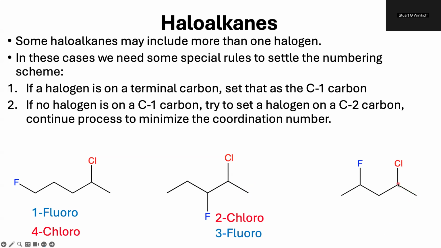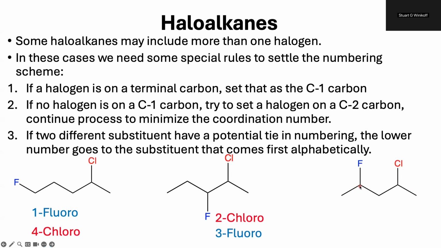And then for this last case, we have a tricky case because if I go this way, I have a 2-chloro species. But if I start from the other terminal side, I have a 2-fluoro. So if you end up running into a tie, the lower number goes to the species that comes first alphabetically. So chloro is before fluoro, so we have a 2-chloro, 4-fluoro species.